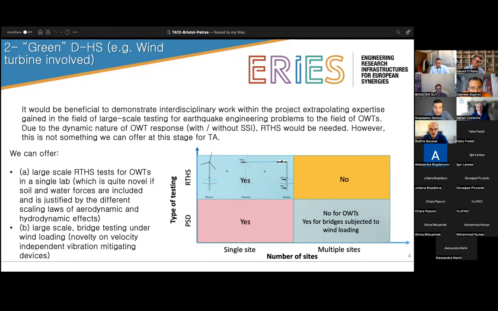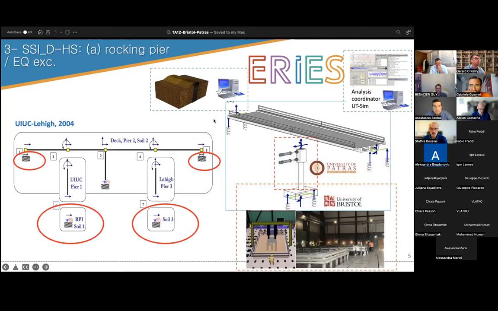Another would be a pseudodynamic testing of any infrastructure in a single site. It would also be feasible to have a bridge type of problem, an extended structure, a bridge or a pipeline, separated between different sites, but obviously tested pseudodynamically. This is something we have done, for example, between the University of Patras and the University of Bristol. What we can't promise, and most probably there's no reason to aim to deliver, is real-time hybrid simulation among different sites. But this already provides some interesting opportunities for potential users to do something quite exciting.